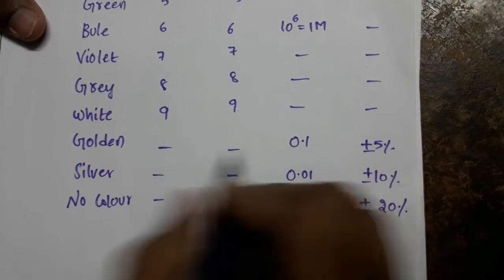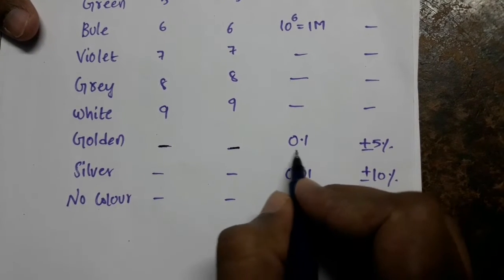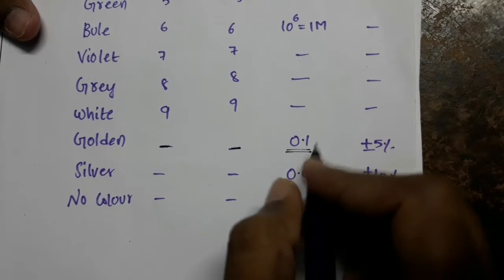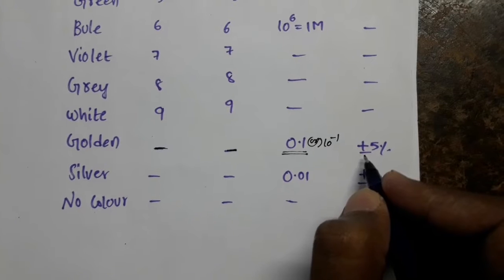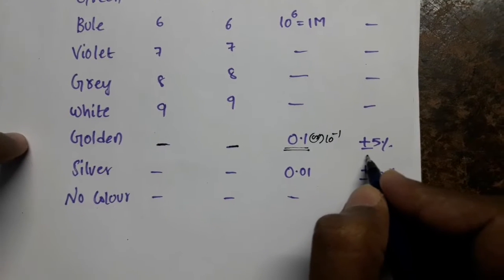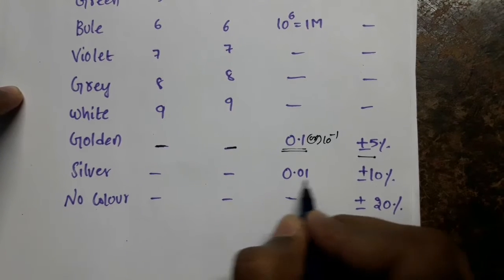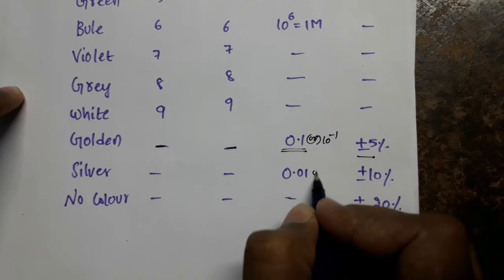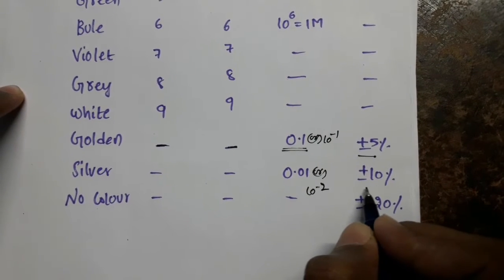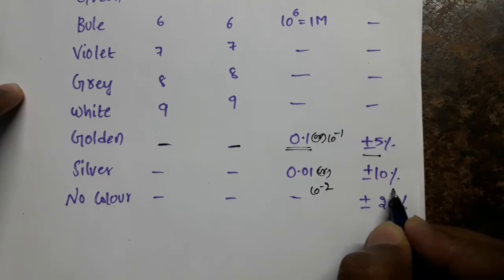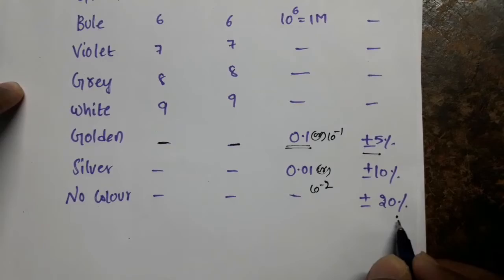Coming to gold, there is no meaning for the first and second band. For the third band, it has 0.1 or 10 to the power of minus 1. If gold exists as the fourth band, then it has a tolerance of plus or minus 5%. Coming to silver, the third band indicates 0.01 or 10 to the power of minus 2. For the fourth band, it indicates a tolerance of plus or minus 10%. No color indicates plus or minus 20% tolerance.